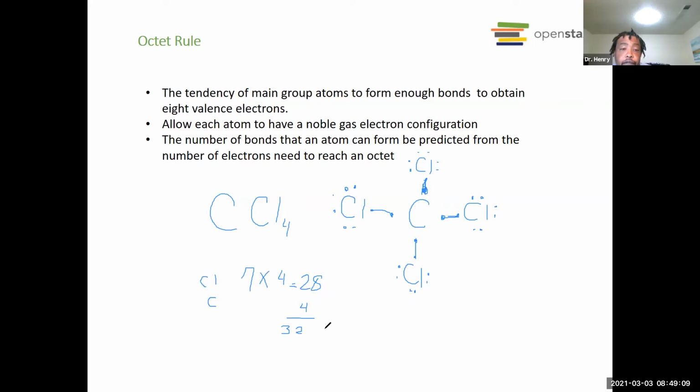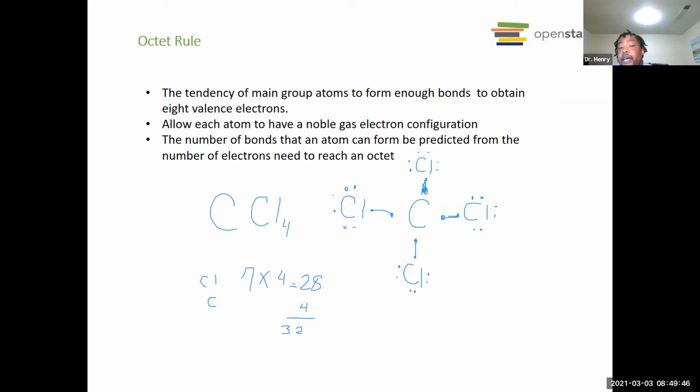Then you want to verify that you've used all the electrons and you're not shorting anybody. So 2, 4, 6, 8, 10, 12, 14, 16, 18, 20, 22, 24, 26, 28, 30, 32. All 32 electrons are being used and everybody's octet has been satisfied, so they're good to go. Okay, good so far? Yep. Okay, good.